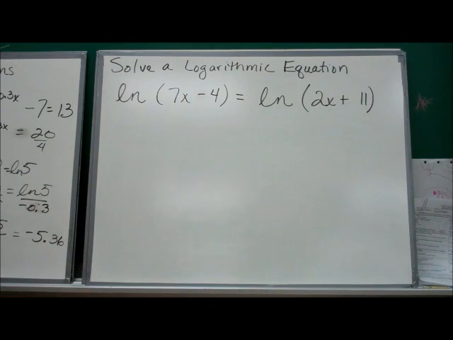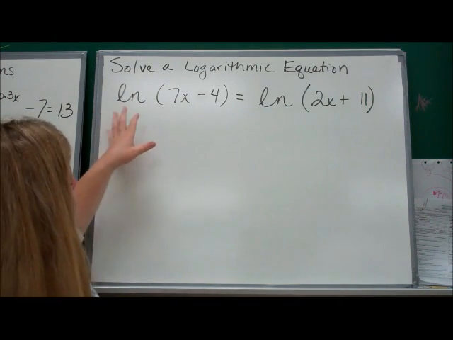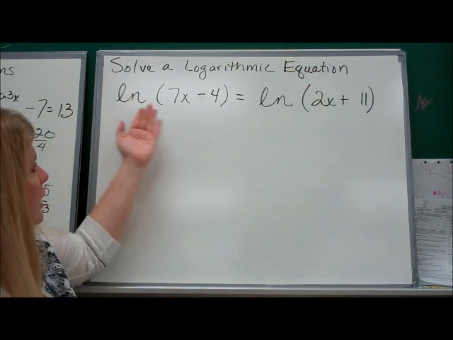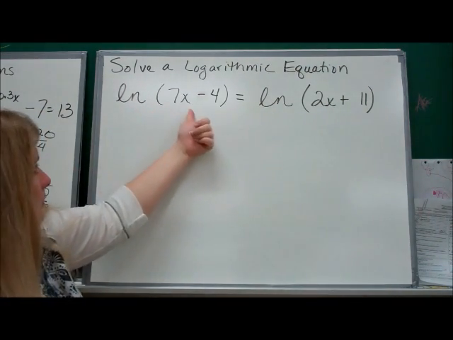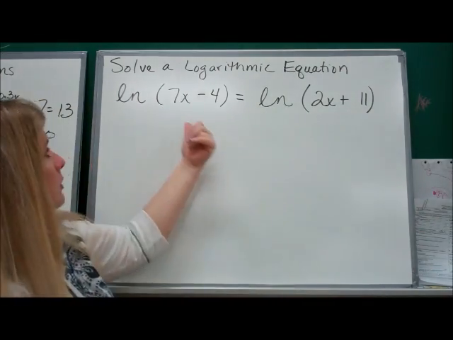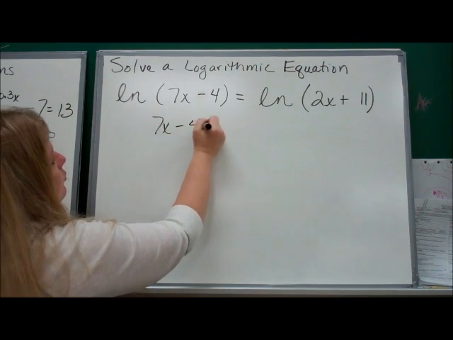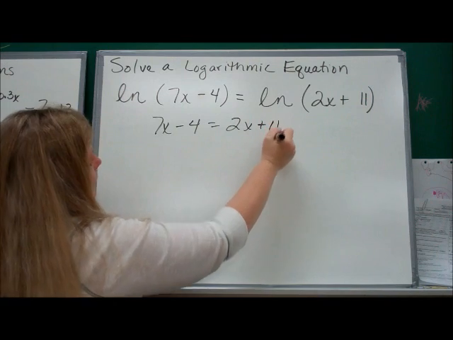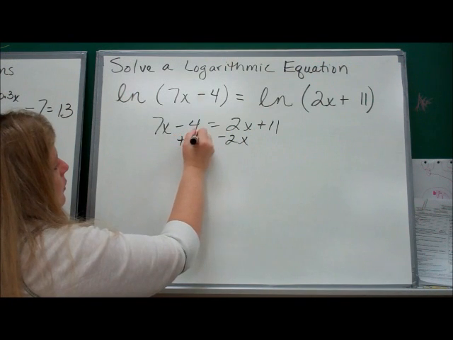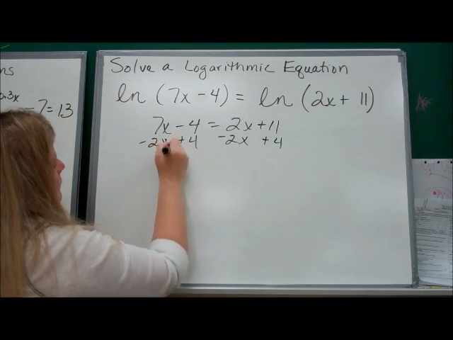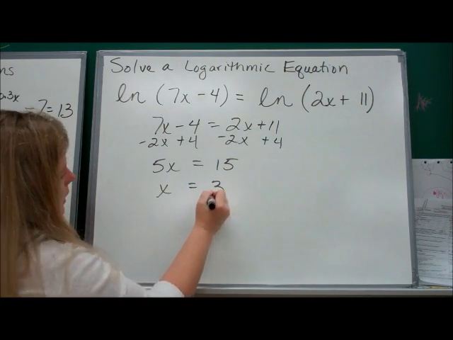Alright, logarithmic equations. Logarithms, like exponentials, sometimes you can, as long as your log and the base is the same, you can just set those arguments equal to each other. So I've got the natural log of this equals the natural log of that. So this better equal that. So that's what we do. 7x minus 4 equals 2x plus 11. And we solve. Subtract the 2x, add the 4. 5x equals 15, x equals 3.